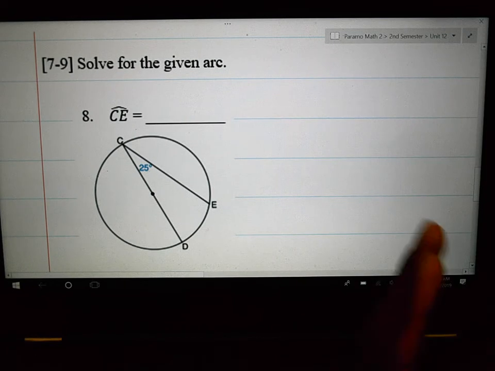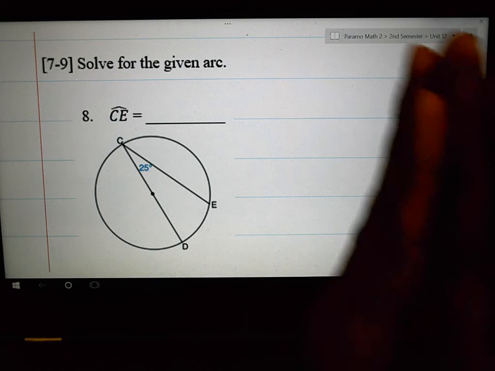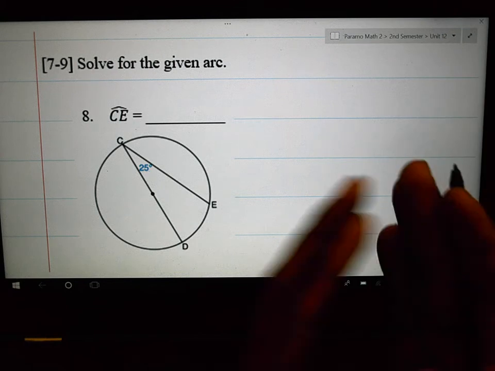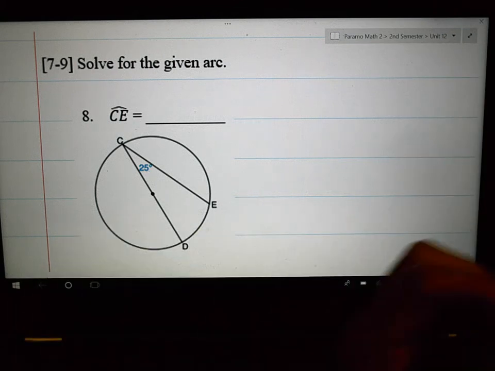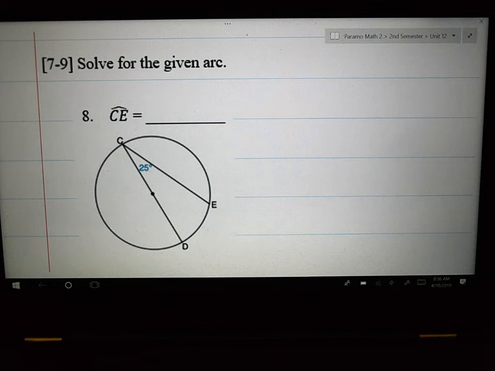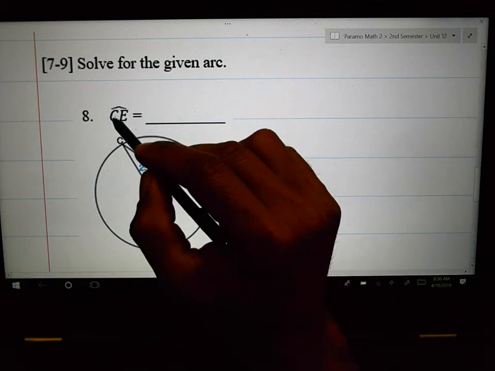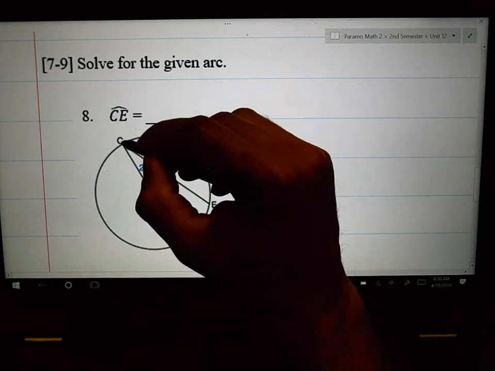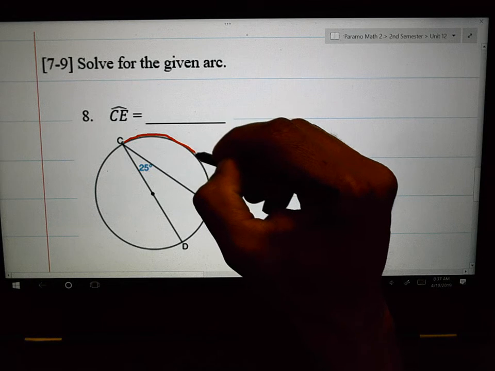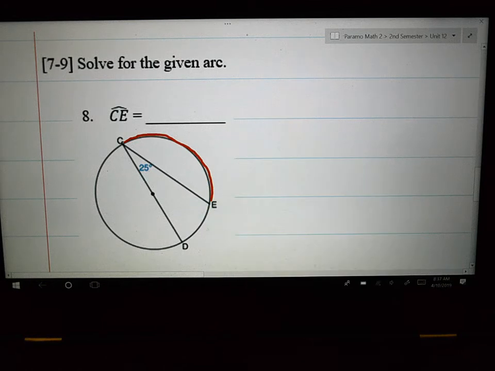What we've been doing is we've gone from the arc over into the angle, but some of the questions will go from the angle to the arc. So now they say, what is arc CE? And so I just want to kind of highlight what CE's arc looks like. That's CE.